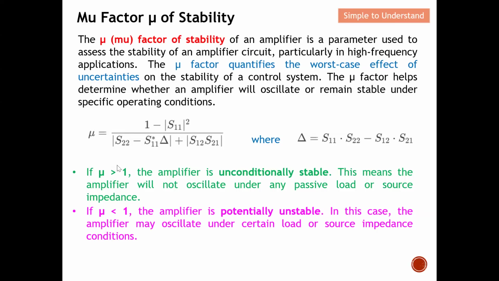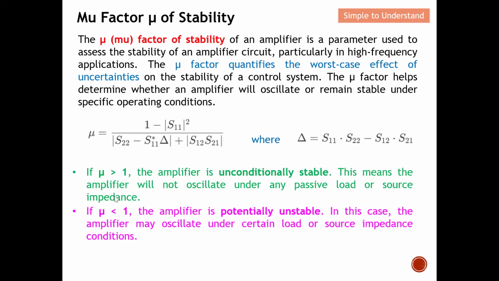When MU factor is more than 1, same as for the Rollett stability point here, once it is more than 1, then the amplifier or the transistor that we design will be unconditionally stable, which means that 100% they will be stable if we have a passive load and also a passive source impedance. So this is to ensure that the amplifier that we design will be 100% stable.